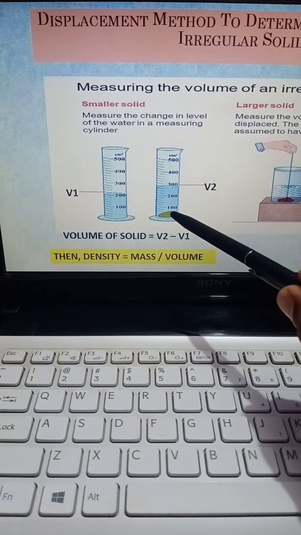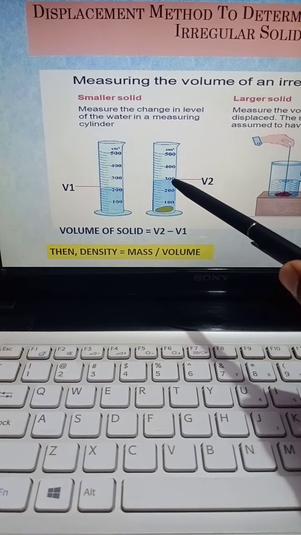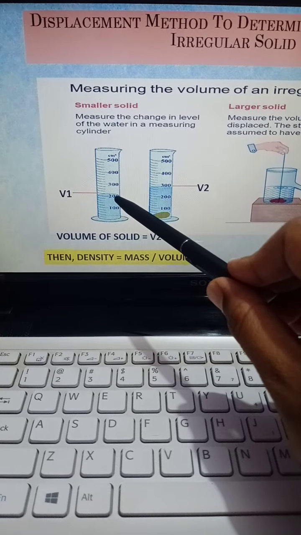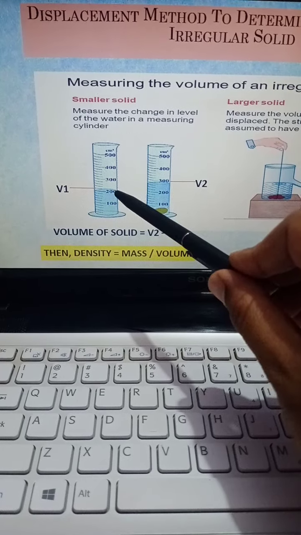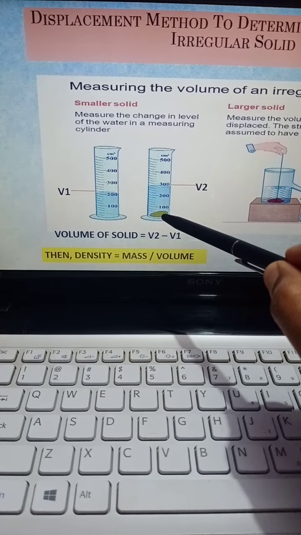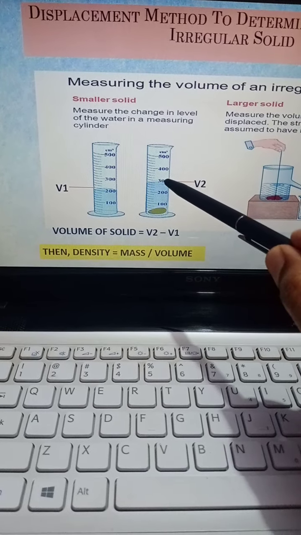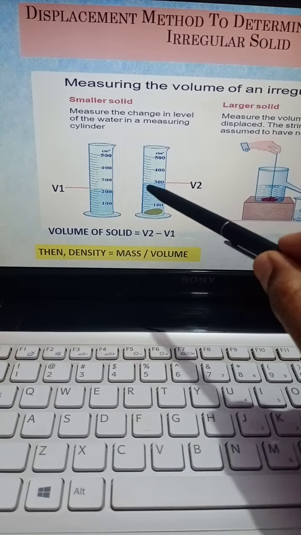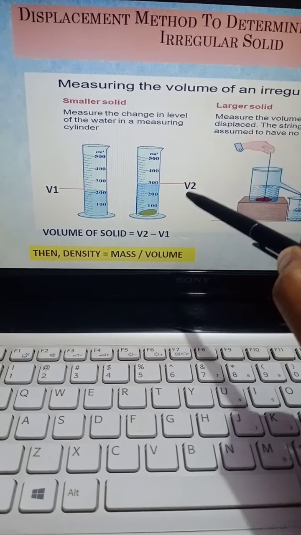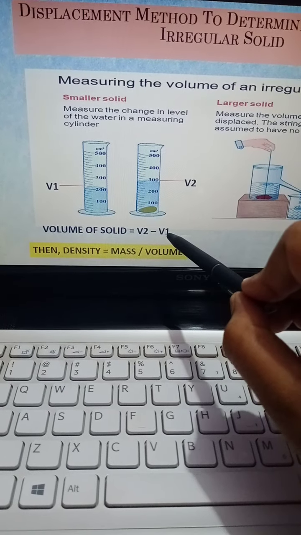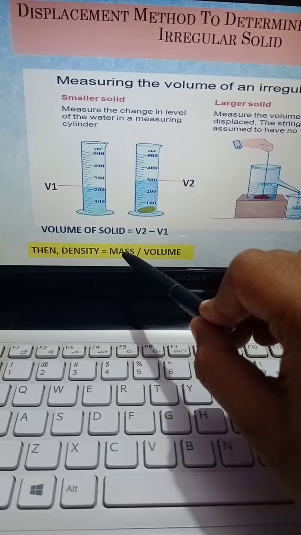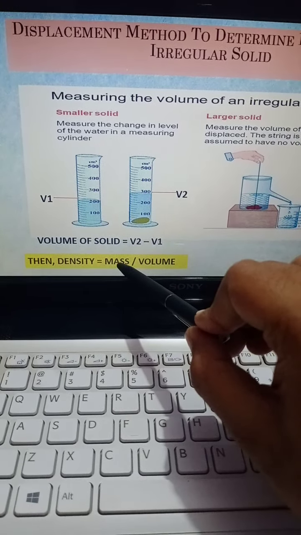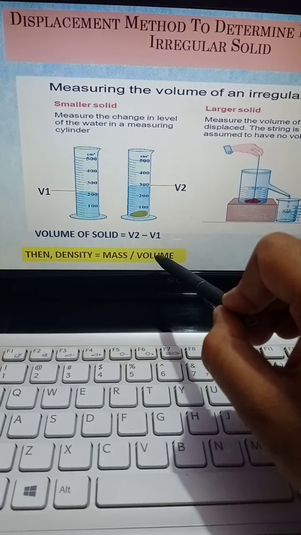Then what is going to happen, that its volume is going to rise. So here you are observing that initially its volume was 200 centimeter cube. After inserting this solid material, its volume increases to 300 centimeter cube. Then to find out the volume of the solid, we are going to subtract V2 minus V1. Then to find out the density, we will find the ratio of mass and volume.